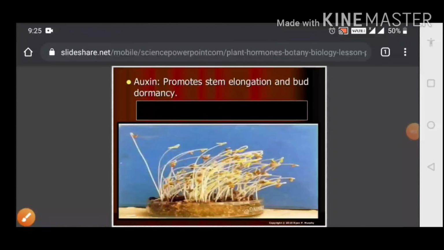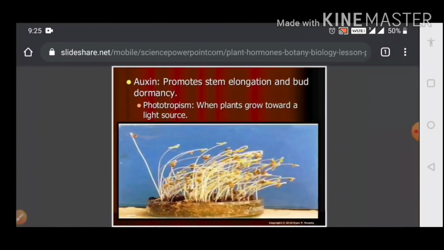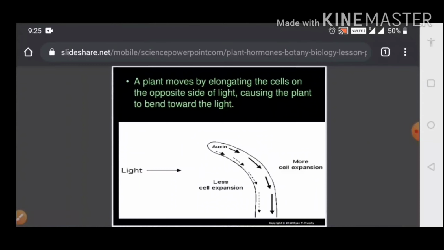Now let us know different plant hormones and their functions. The first plant hormone that we are going to study is auxin. The main function of auxin is that auxin promotes stem elongation and bud dormancy. The stem elongates because of phototropism that we have already studied. The stem elongates towards the source of the light, isn't it?